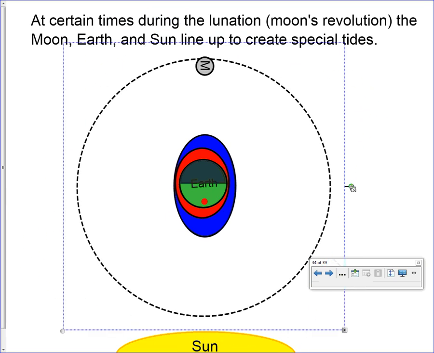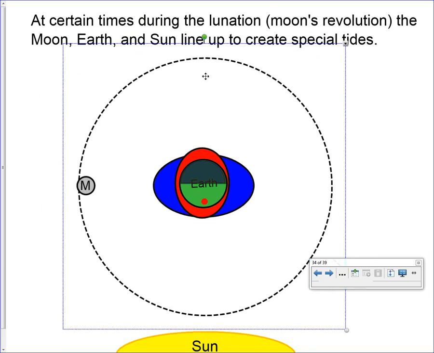Here again, they're amplified, and so you have really big high tides and really big low tides, and then on the third quarter you have really low high tides and really high low tides. So it kind of has this interesting little suppression. These are called spring and neap tides.